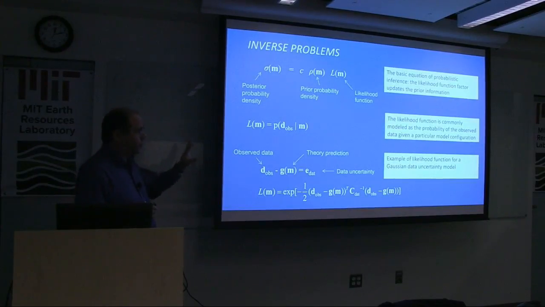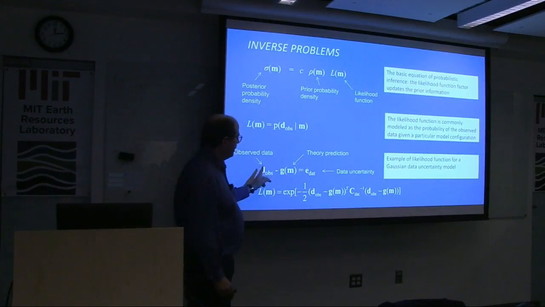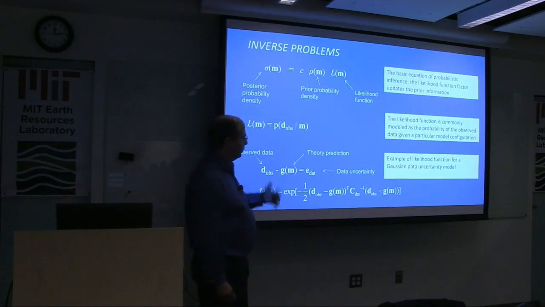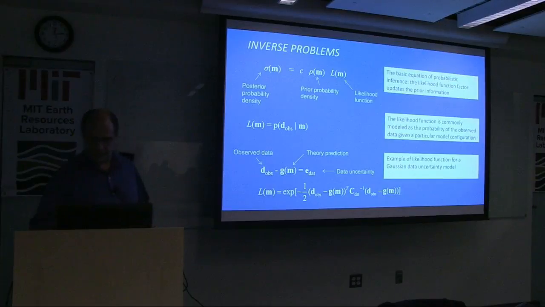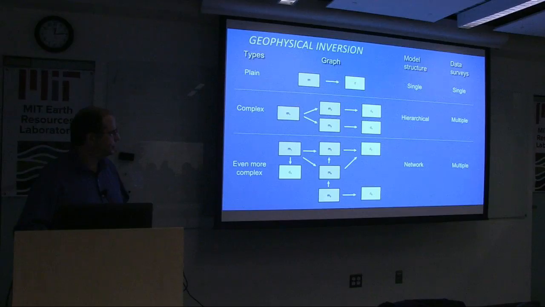Typically, there are various ways to formulate the likelihood function, but typically it can be understood as the probability of the observed data conditioned by a given configuration of the model. For instance, I have here a simple example. If we assume that our data uncertainties, both modeling uncertainties and observable uncertainties, follow a Gaussian model, then we would state that the difference between the calculated data and the observed data will be given by this Gaussian distribution in multivariate space, and this would be the likelihood function to be used. There are many other distributions that can be used for the likelihood functions.